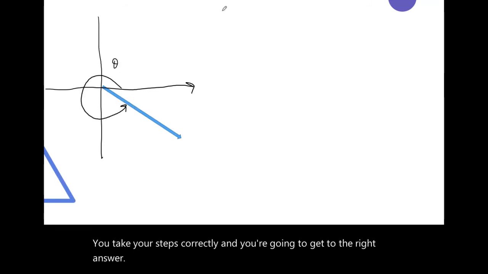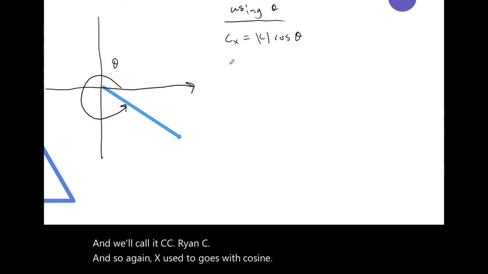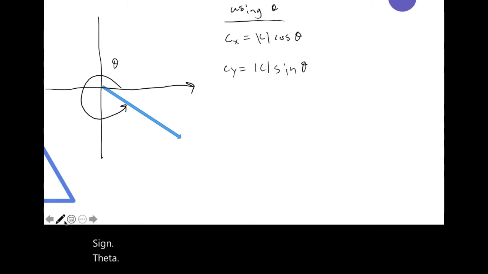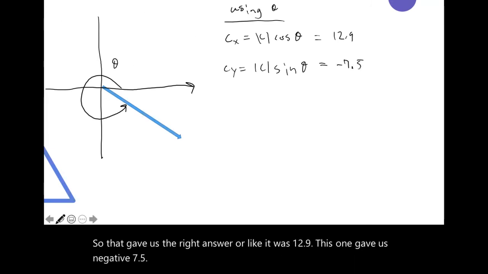So using theta, and what about C? C, right? And so again, x usually goes with cosine. This one goes with sine theta. So that gave us the right answer. That gave us 12.9. This one gave us negative 7.5. And that was using theta.